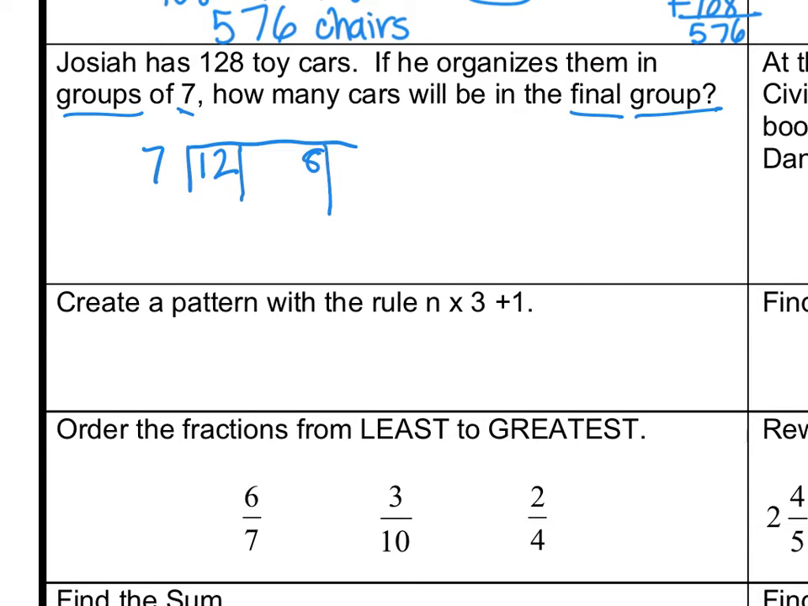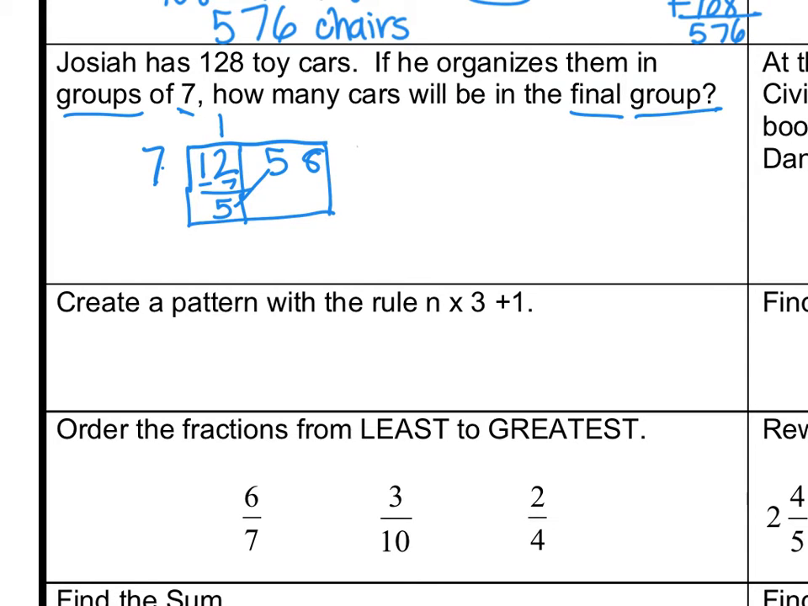Keep drawing those too big. So here we go. How many groups of 7 can we get out of 12? Just 1, and 1 times 7 is 7. Subtract and we get 5. So it comes up here.